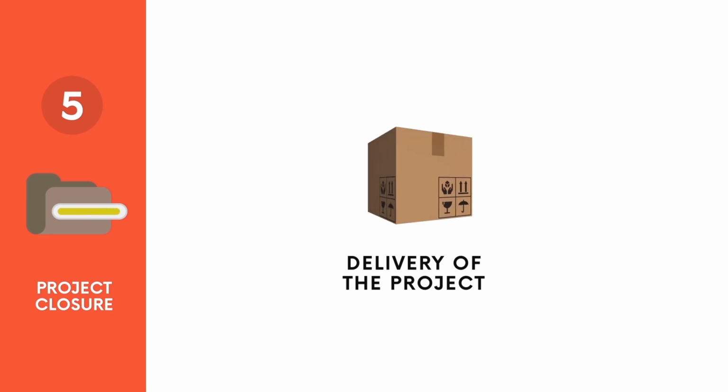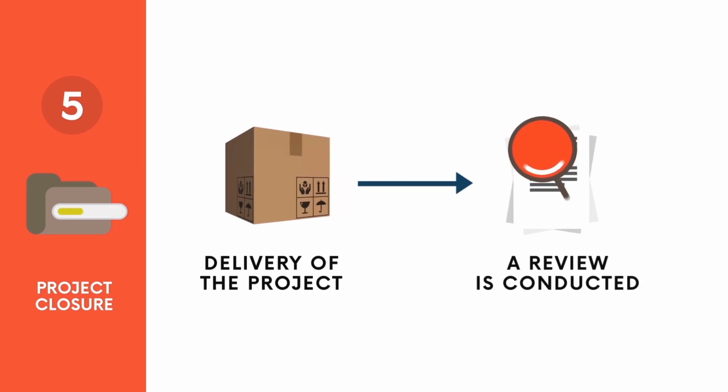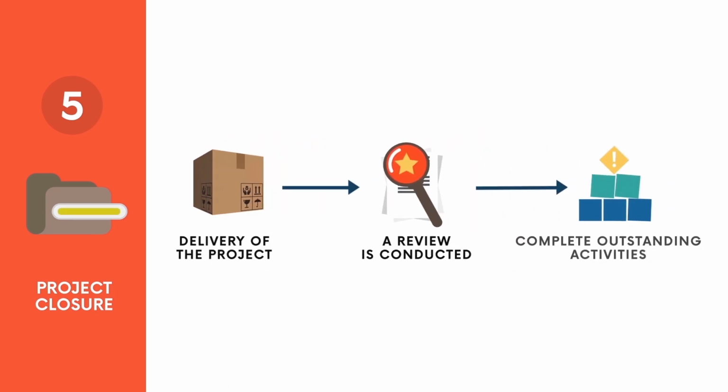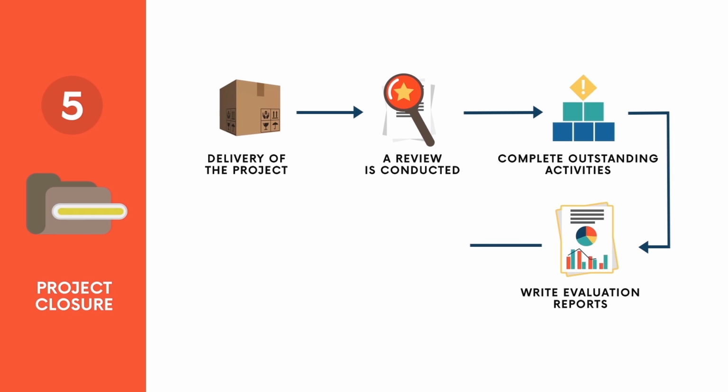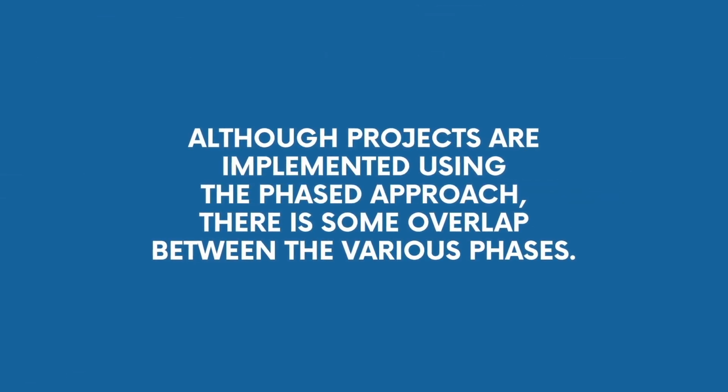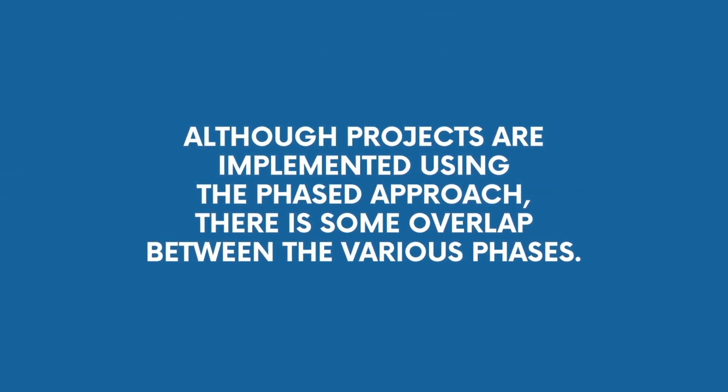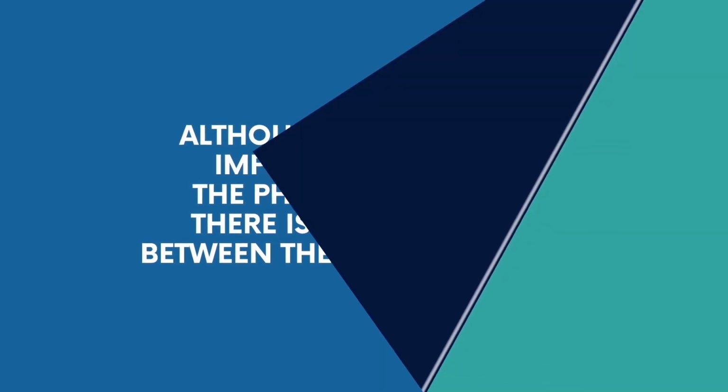Phase 5. Project Closure. During closeout, the project is delivered to the donor, and a review is conducted to determine its level of success and highlight key lessons learned. Outstanding activities are completed, evaluation reports are written, and project resources are either released or redirected. Although projects are implemented using the phase approach, there is some overlap between the various phases.